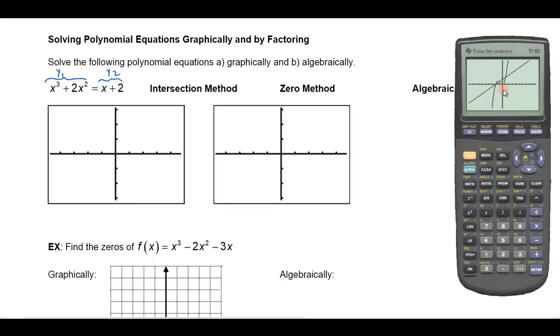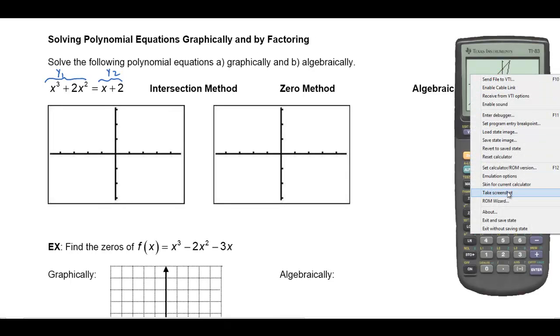Now let's blow this up a little bit. One way to do that is to hit zoom 4, zoom decimal. It gives me some nice trace values and also makes it a little bit more zoomed in. And so it looks like right here that this would be one point of intersection. Let me go ahead and take a screenshot of that.